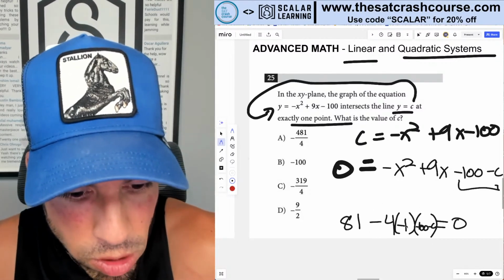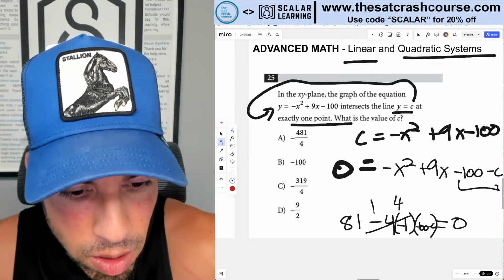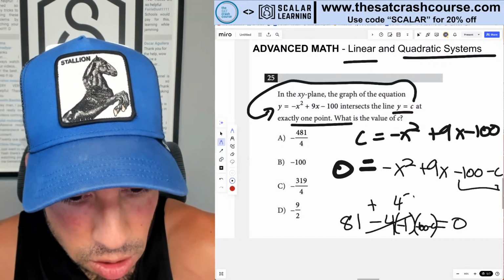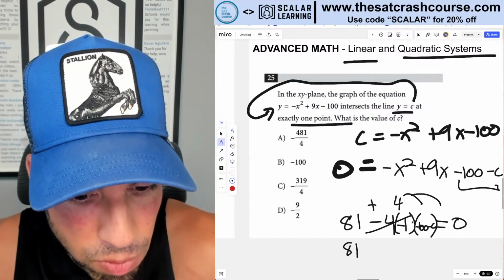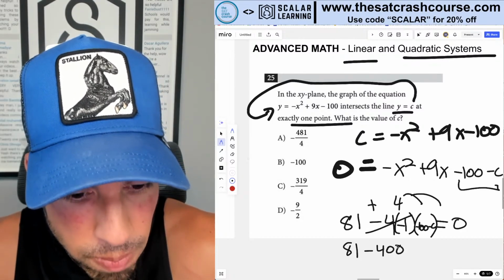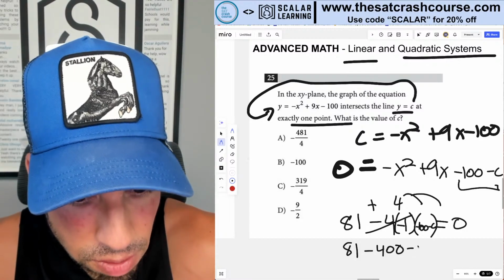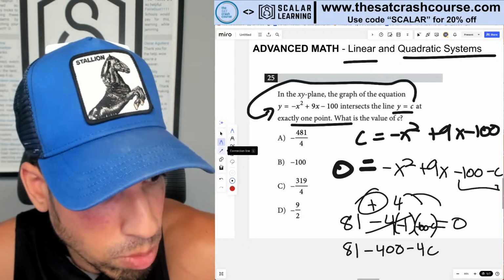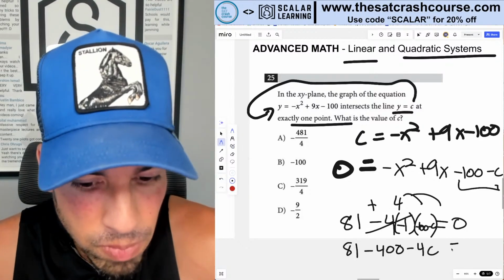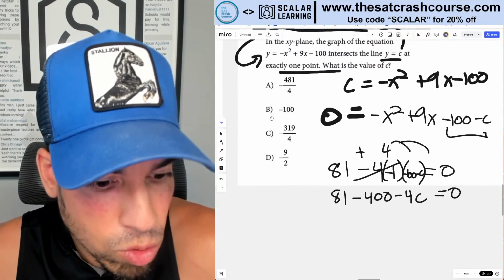Now let's solve. Negative 4 times negative 1 is just 4. So we got 81 plus 4, and then we're going to distribute that 4 like so. So we got 81, 4 times negative 100 is negative 400, 4 times negative c is negative 4c. You might say, what about distributing the negative? Remember, it turned into a positive, so nothing to distribute. Equal to 0. Let me scroll down.